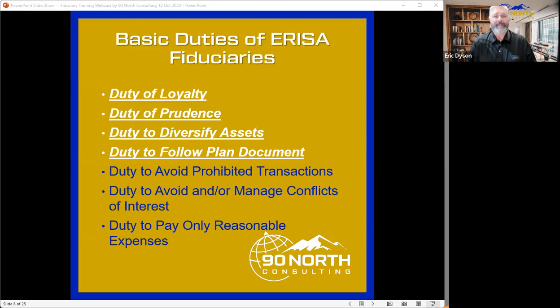If not, you need to hire an expert. Are you properly diversifying assets? Are you following the plan document? Stay away from prohibited transactions, manage conflicts of interest, and only pay reasonable expenses.